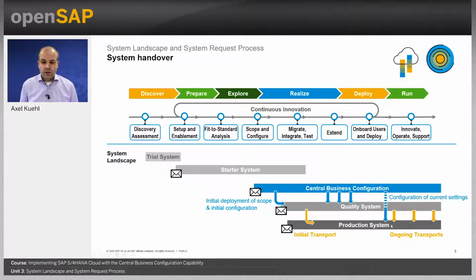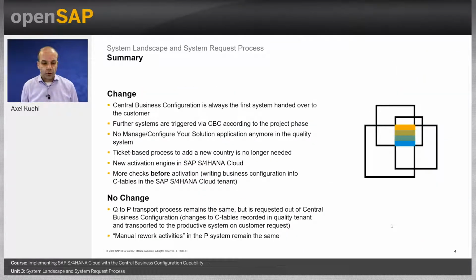Let's then have a short overview on what has changed in the whole process and what not. As I said, the central business configuration is always the first system handed over to the customer. Current state is that we are in parallel to the starter system. This will change in future. All further systems needed in this process are triggered via the CBC according to the project phase.